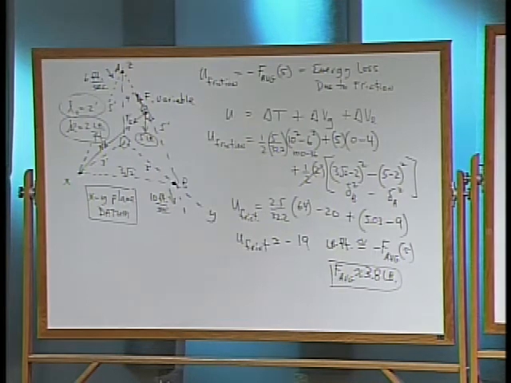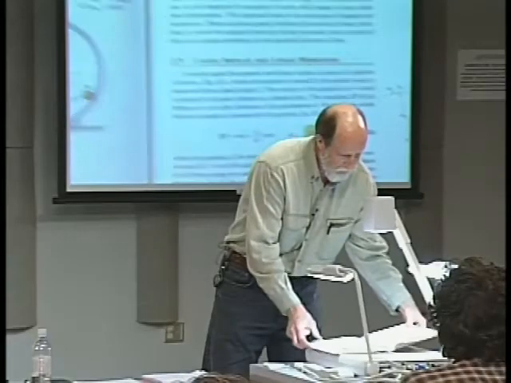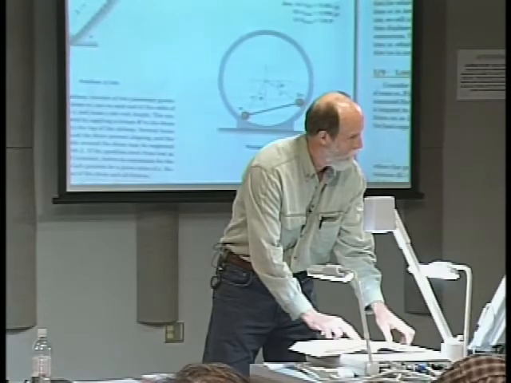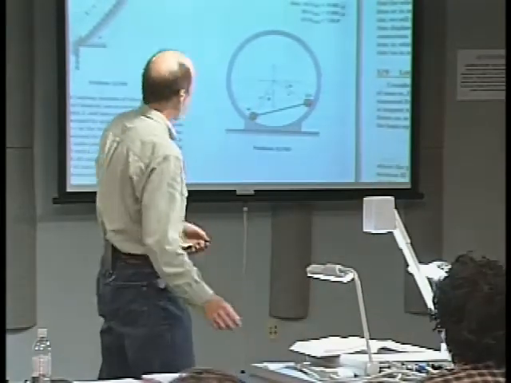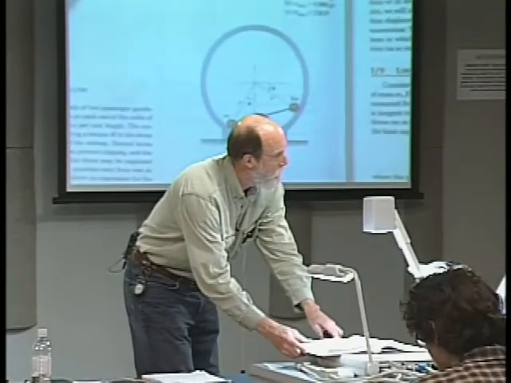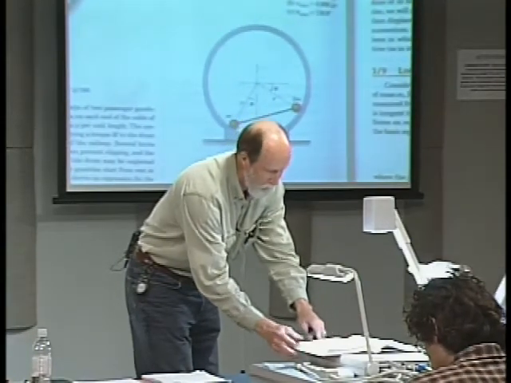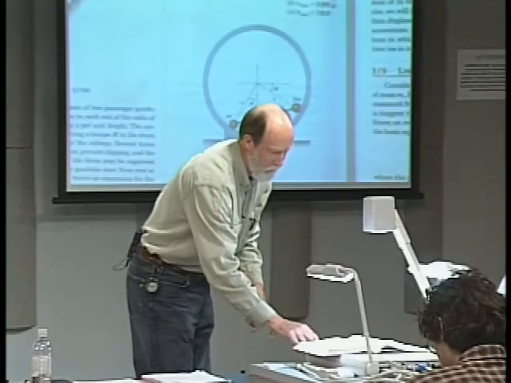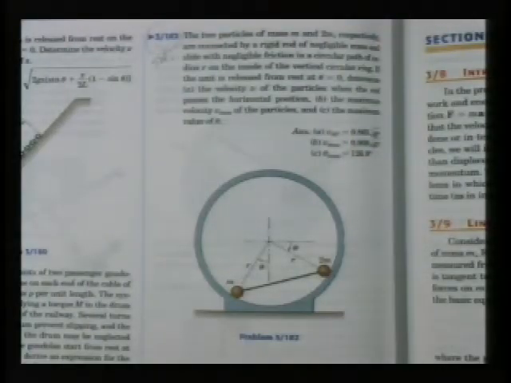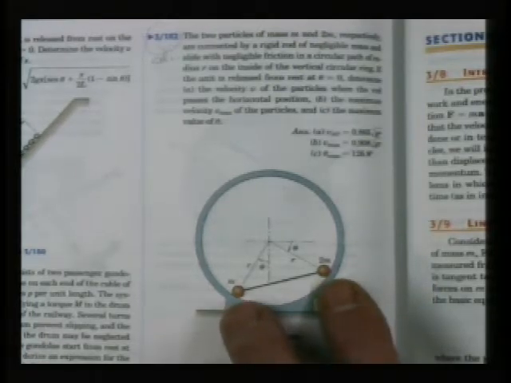I was thinking of doing another one here. Actually, this one might be kind of fun to take a couple minutes on. Let me see if I can come in a little more on that. This is over on page 192. So we have two masses. One mass is twice the other mass, and they're connected by a massless rod.